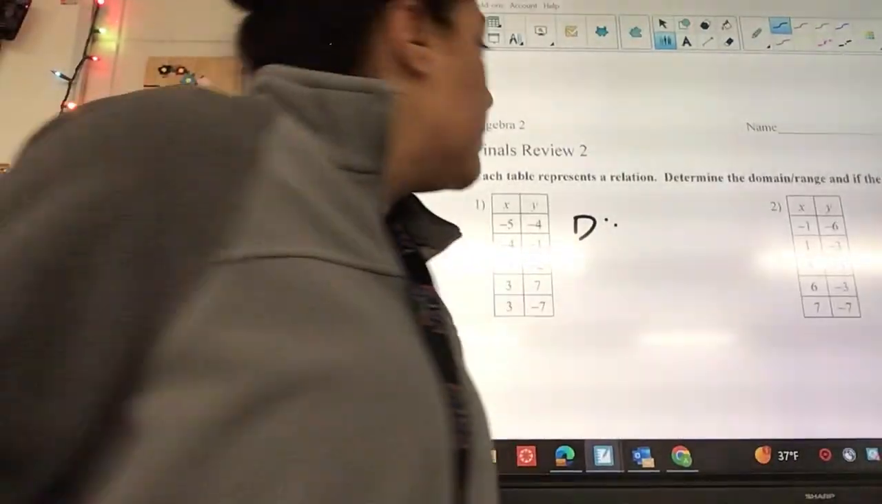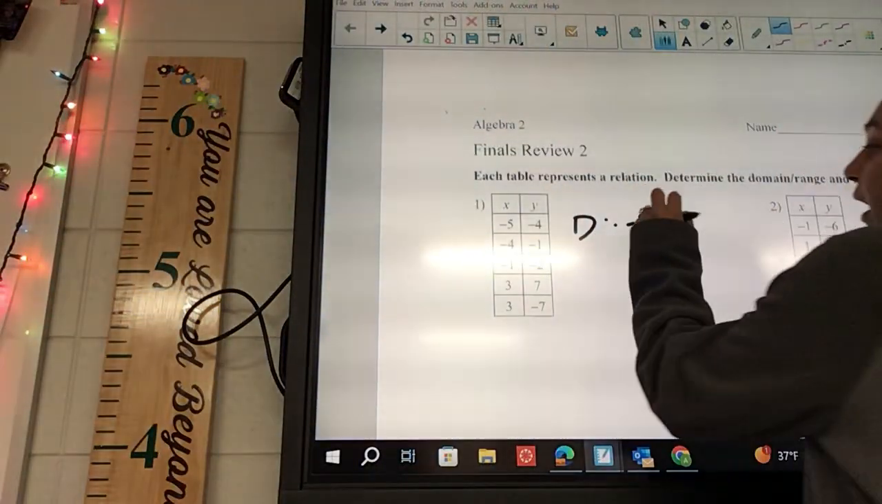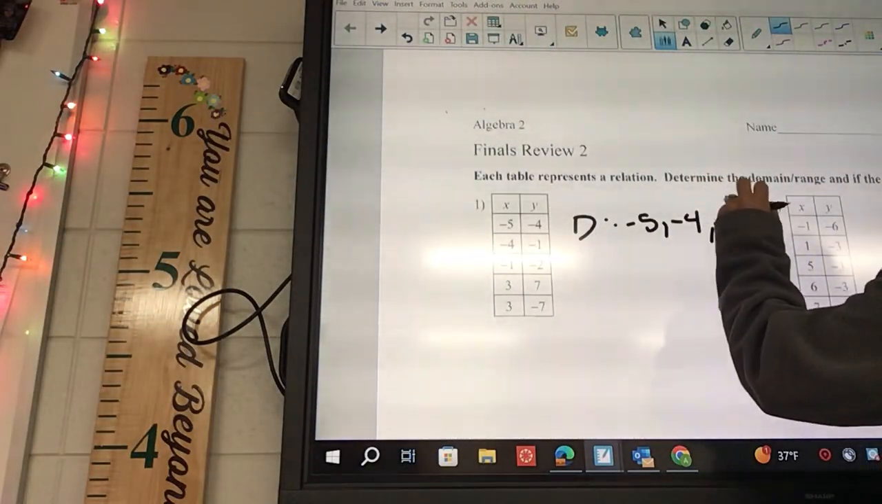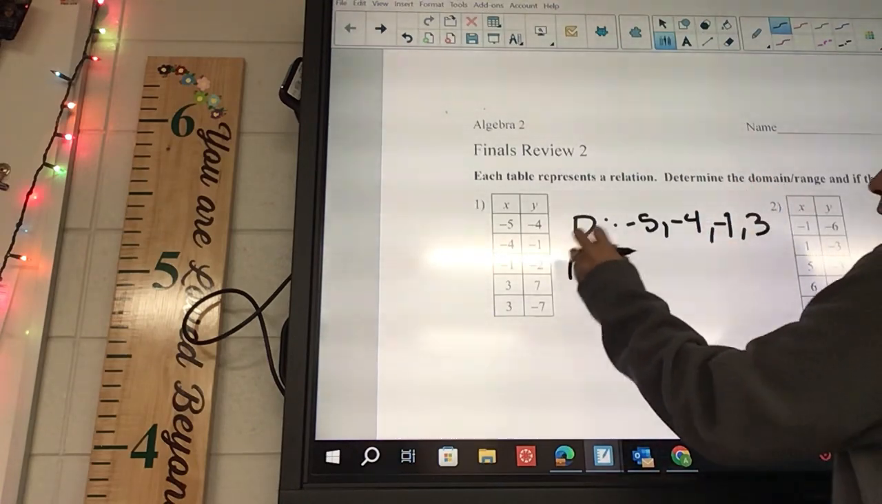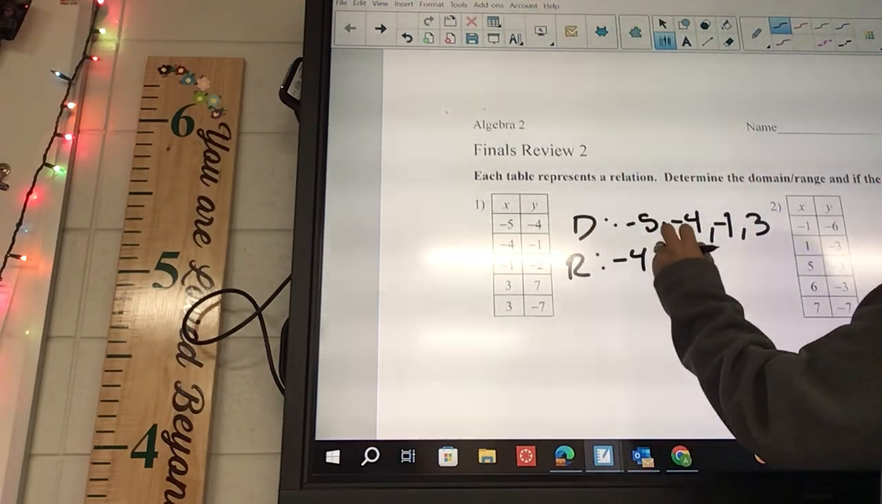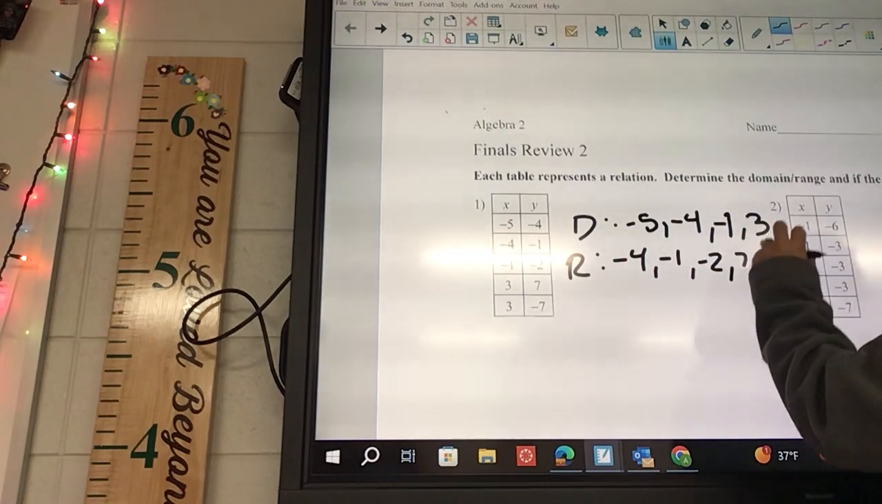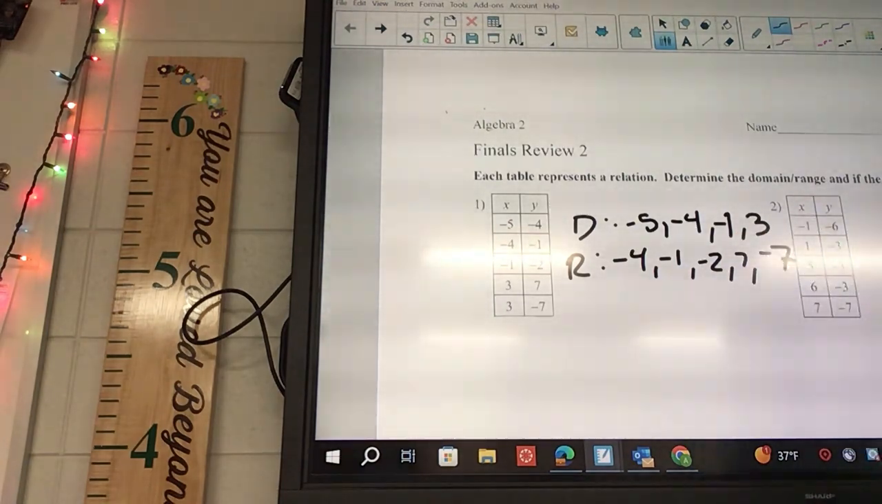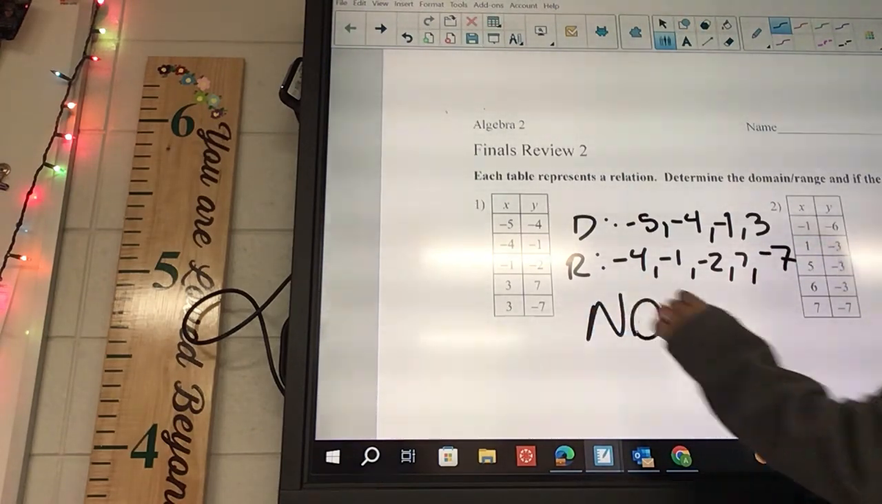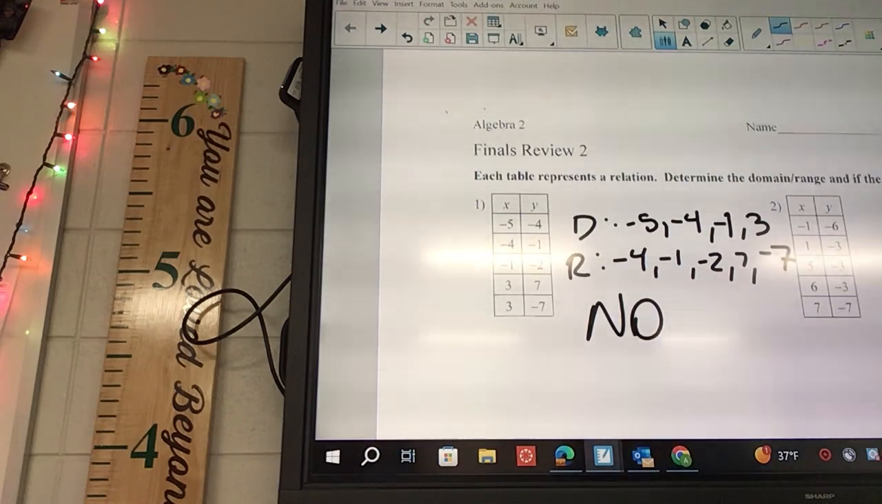Okay, so the domain is going to be -5, -4, -1, and 3. The range: -4, -1, -2, 7, and -7. Okay, is this a function? No. Why not? There's two 3s on the x's, more specifically. So no, this one is not a function.